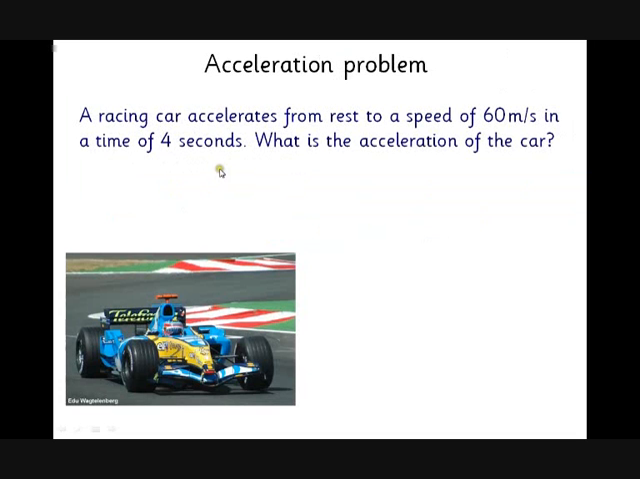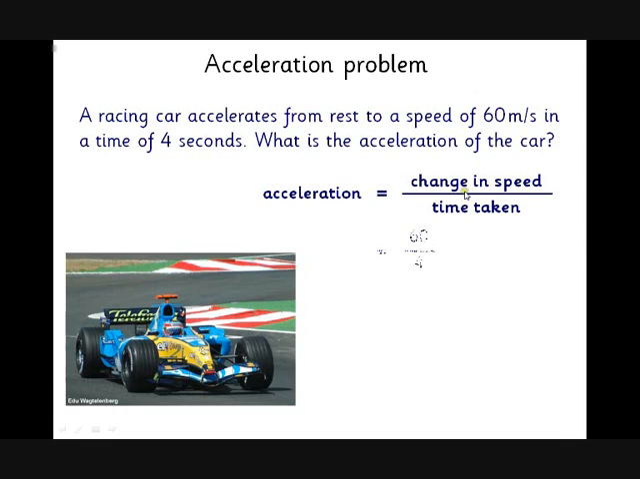Let's do a little example. A racing car accelerates from rest to a speed of 60 meters per second in a time of 4 seconds. What is the acceleration of the car? Here's the formula. Acceleration is change in speed divided by time taken. So the tricky thing sometimes is to work out the change in speed. Now remember, we have gone from rest to 60. So the change is 0 to 60, which is 60. And that has taken us 4 seconds. So 60 divided by 4 will be our acceleration. If you need a calculator, punch it in and you get 15 meters per second squared. Don't forget the units.